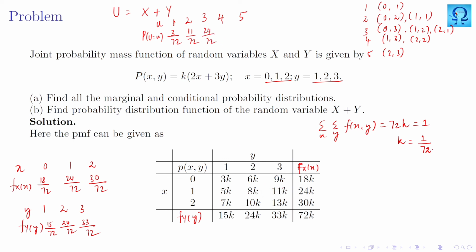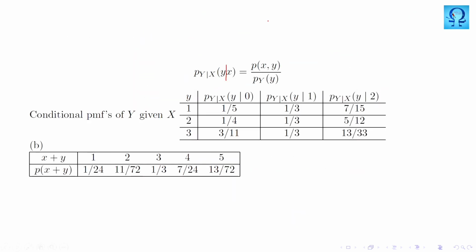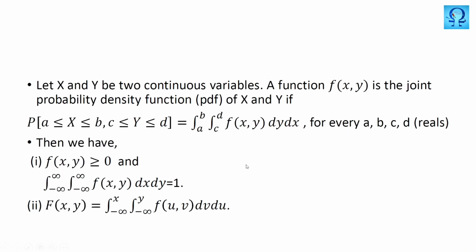And for the other case, it is 1 and 3, and 2 and 2, so it is 21k, so 21 upon 72. This is the only possibility for 5, it is 13k, 13 upon 72. So this is what we need to calculate. After simplifying, we get this one. Right. Thank you.